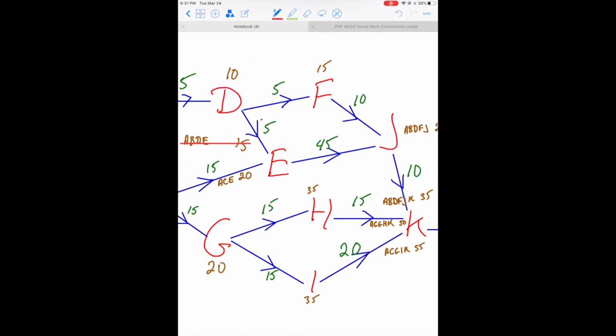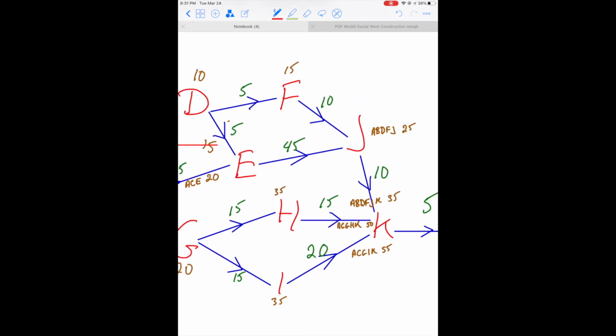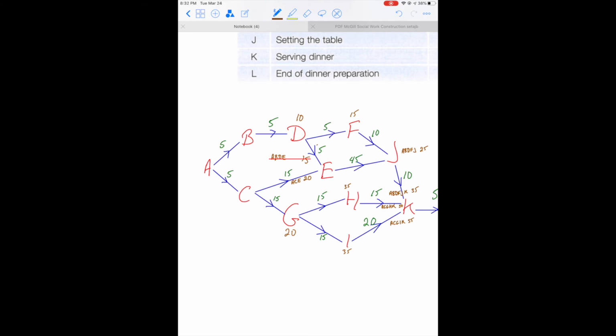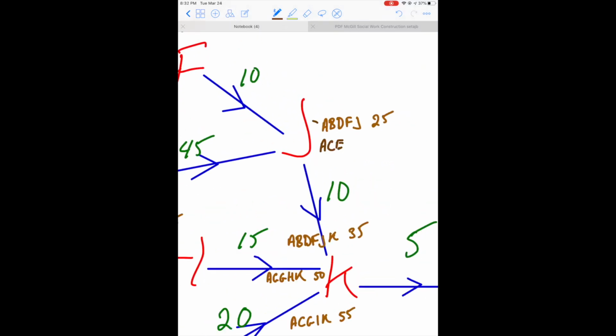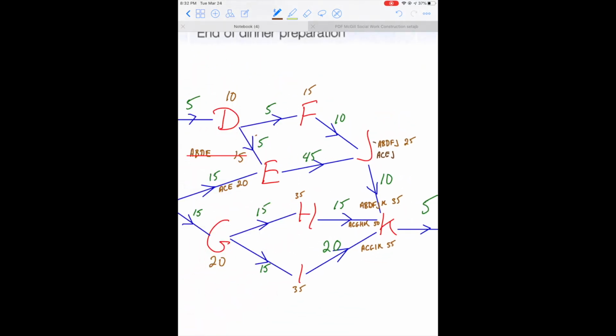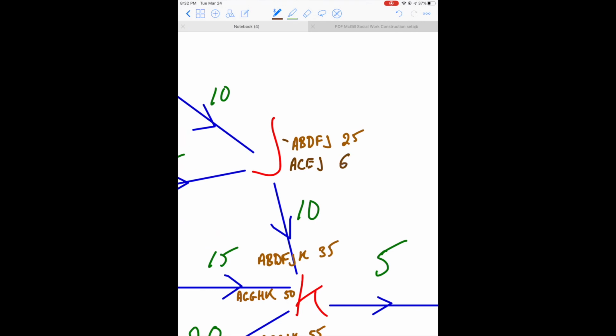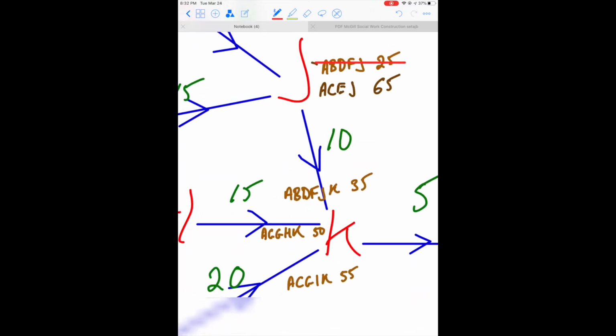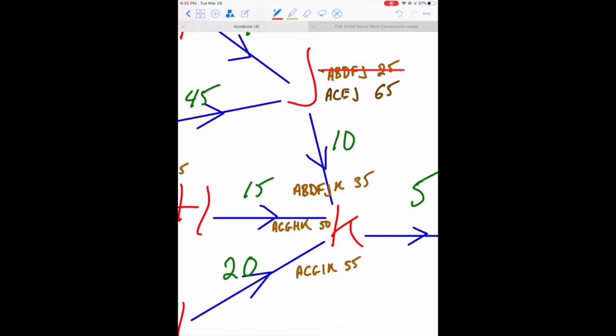Oh yeah, I forgot to do this. Because we can get to J two ways. We could also go by A, C, E, J. So ACE is going to take us 20, then the 45 is 65. We're going to take that over the 25. So let's get rid of that. We were talking about ABD, and that doesn't make any sense. Let's erase that.